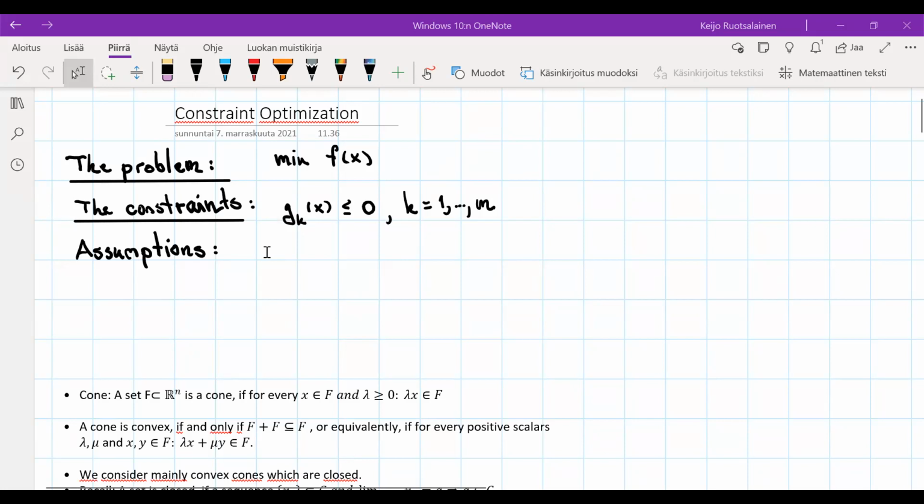Okay, so when we increase the number of constraints, the problem gets trickier. Our cost function is f as usual. So it's some function which lives in n-dimensional space. So f is a function from Rn to R. It's real valued.